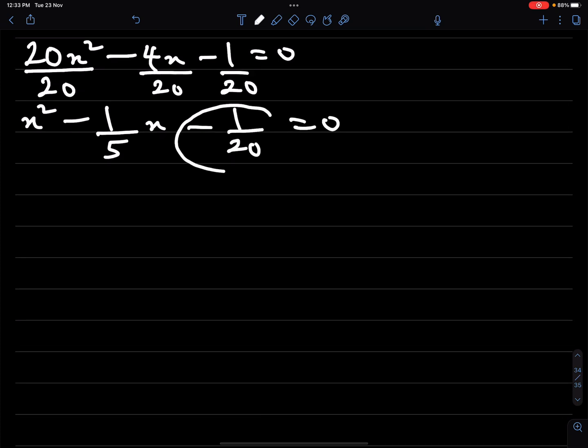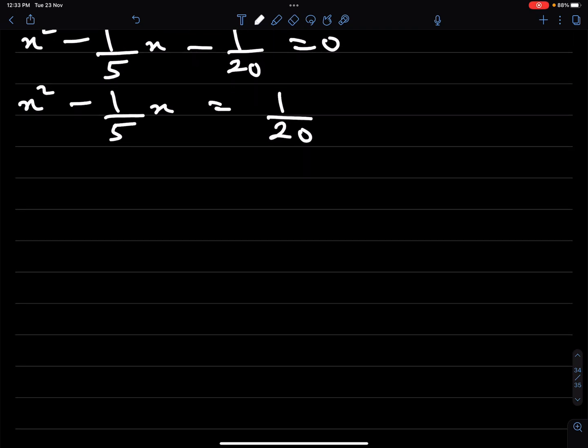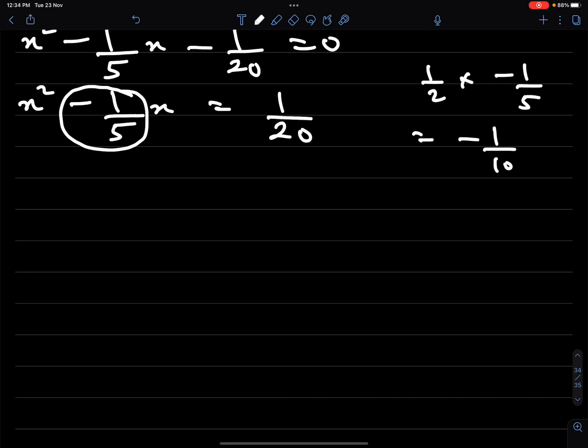Now I'm going to move the constant, which is minus 1 over 20, to the right hand side, and that simply means x squared minus 1 over 5x equals, when minus 1 over 20 goes to the right hand side, it becomes plus 1 over 20. Now I'll check what the coefficient of x is. It is minus 1 over 5, so half that coefficient is going to be 1 over 2 times minus 1 over 5, which is minus 1 over 10.